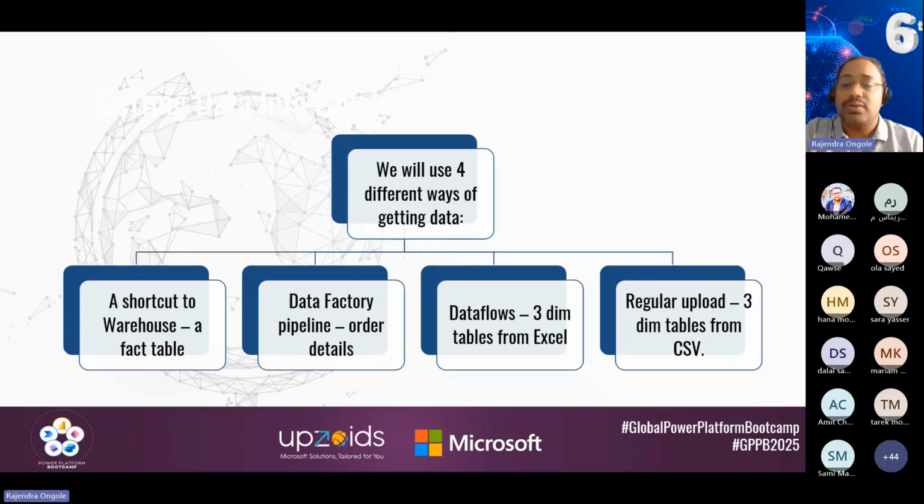And the last approach, I'm going to showcase some of the files, 3 more files, which will be available maybe in OneDrive. I will pull those dimension tables in the form of CSV. I will import it and store it in my lakehouse also. So this is the approach.